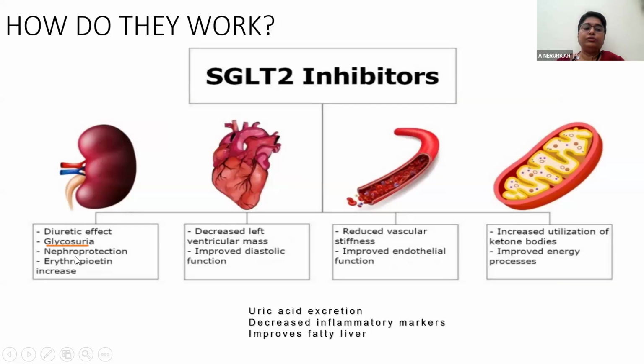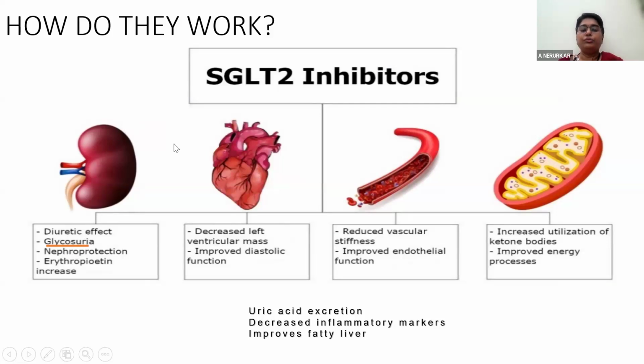Along with that, it causes the reduction of the tubuloglomerular feedback. So there is nephroprotection. The hyperfiltration is stopped. The erythropoietin release is increased because of the overall improvement in the kidney structure and function.